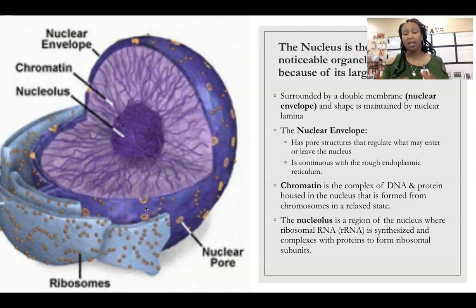Inside of the nucleus is an area that's a slight bit darker. It's called a nucleolus, and that nucleolus is where your ribosomal RNA is going to be synthesized, and the complexes that form the ribosome are going to be made there.